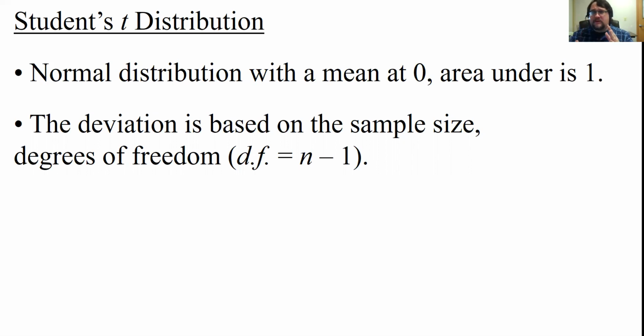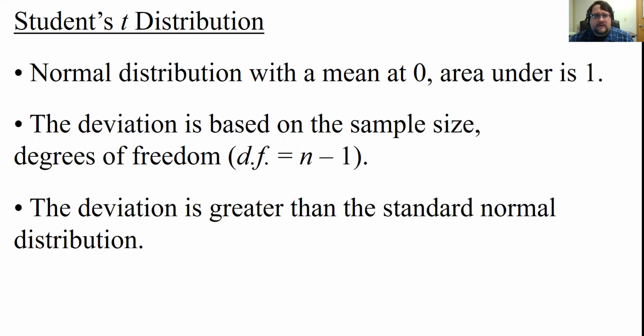And you want to be careful that you don't use sample size for degrees of freedom, and you don't use degrees of freedom for sample size. They are related, but they're not the same number, and it'll mess up your calculations to mix those two up. The deviation is greater than the standard normal distribution. What that means is things are more spread out, which means since the area is the same, your curves are going to be a little bit shorter. We're going to look at a couple comparison curves just to see how that works out, but they're going to be wider and shorter.